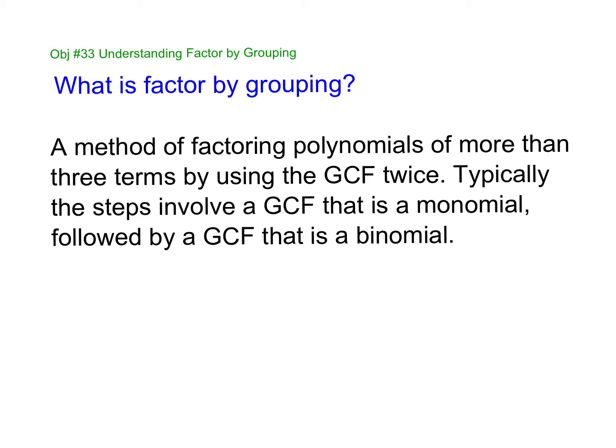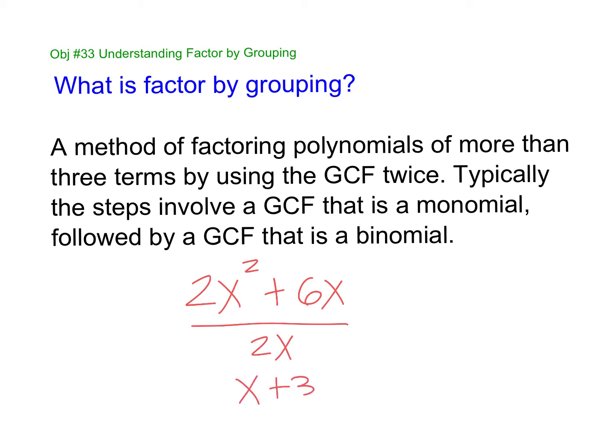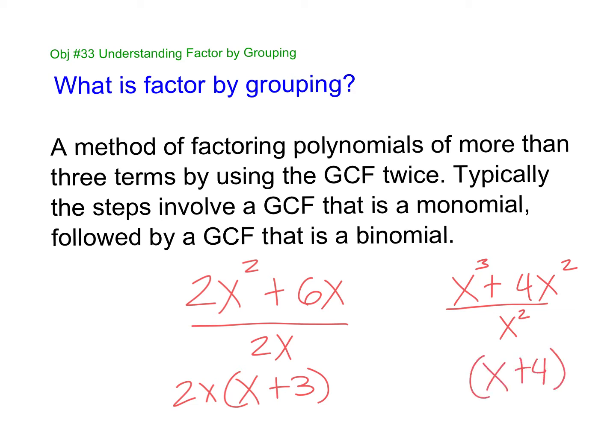So remember with GCF, let's say we have 2x squared plus 6x. Remember GCF, what can we divide by? In this case, I can divide by 2x. I divide, I get x plus 3, parentheses, put the 2x on the outside. Another example would be x cubed plus 4x squared, right? What would the GCF be there? X squared, right? Take the bigger exponent. When you divide, you get x plus 4, parentheses, GCF on the outside, okay?